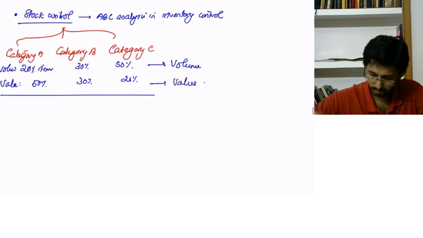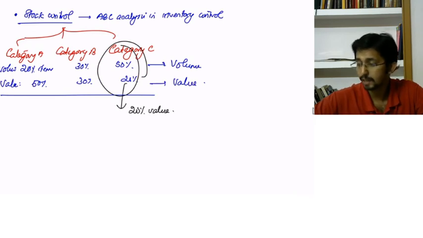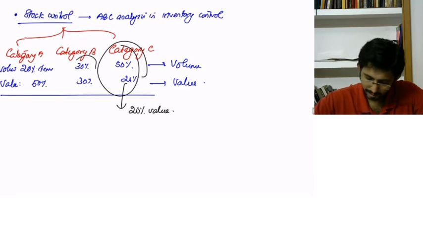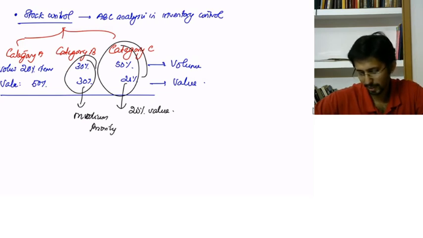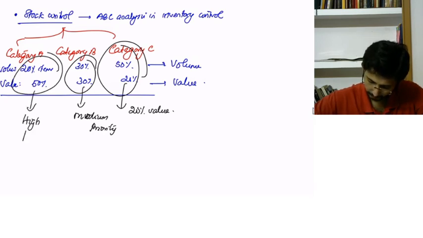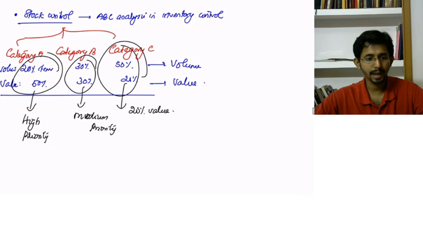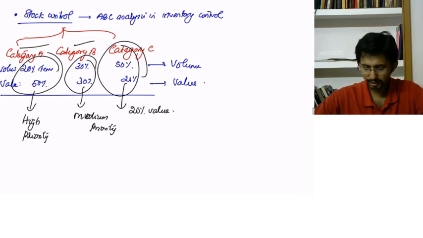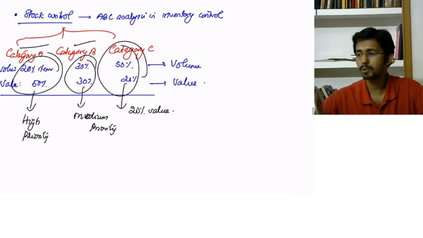So what you can do, you can ignore this because this is only 20% value and the number is 50%. Whereas here it is 30-30, so this is medium priority, whereas here 20% items and 50% value, this is high priority. So you can have constant inventory value checking on category A, where the periodicity could be even lower, and in category C you can do it in 1 year or 3 years, whatever. So this categorization is very helpful for stock control.